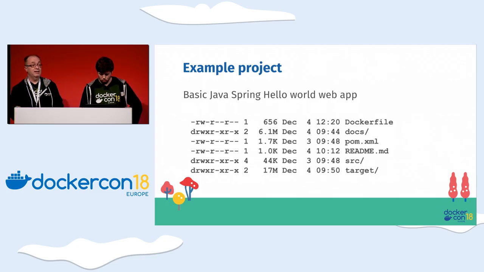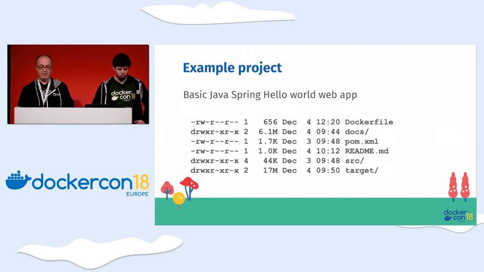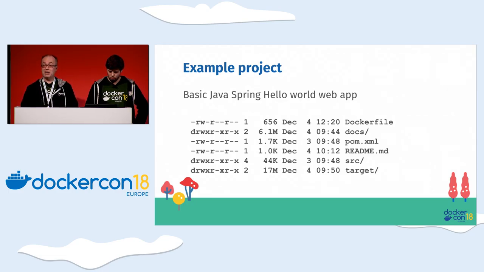We'll start with an example project. It's a basic Java Spring Hello World app. And there's a bunch of files in there. There's a Dockerfile. That's a good start, because then we have something to improve. There's some documentation that contains a video. And there's the usual things. There's a pom.xml, a source directory, a README. And there's a target directory, which contains the latest build of the application. So we're going to be focusing on the Dockerfile.